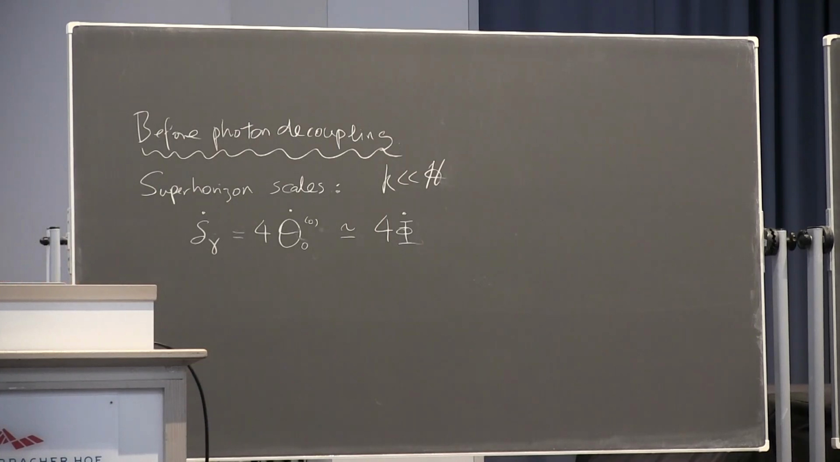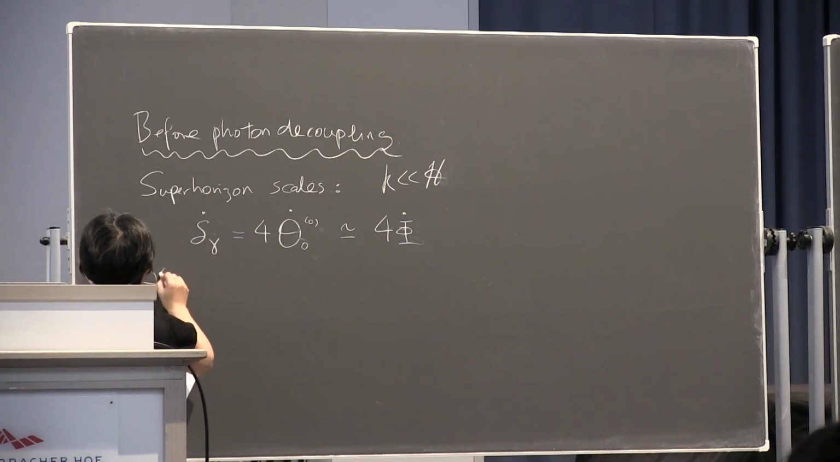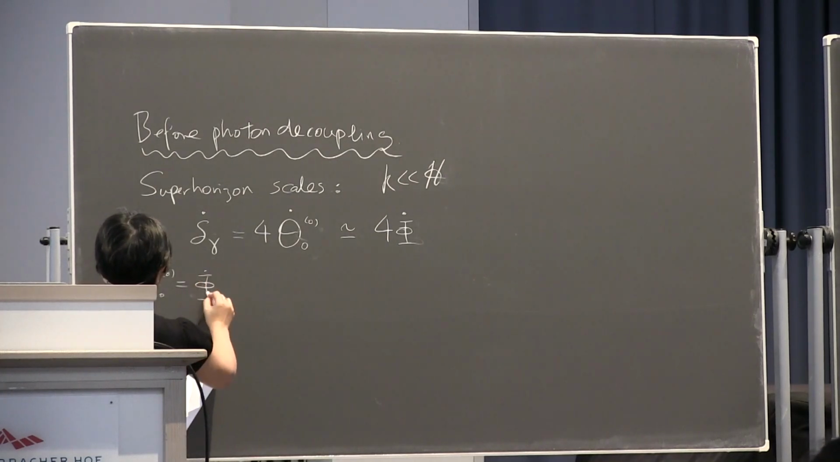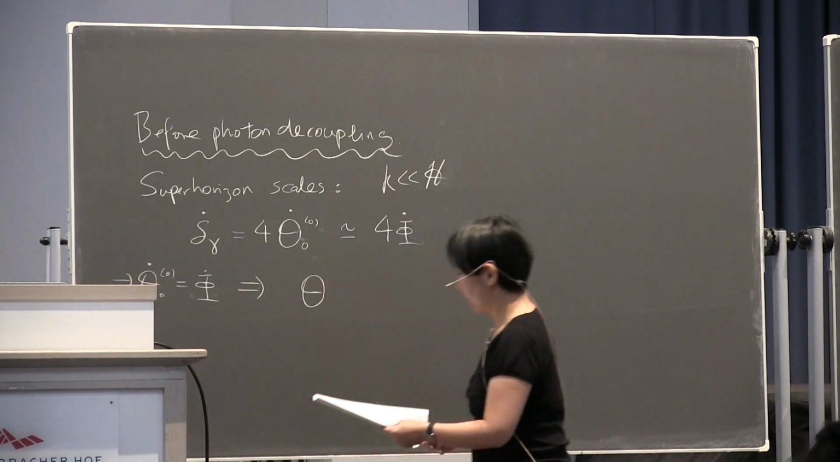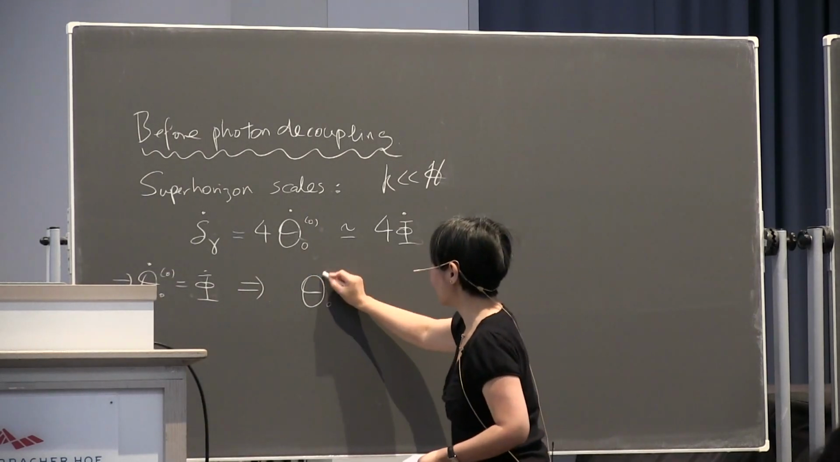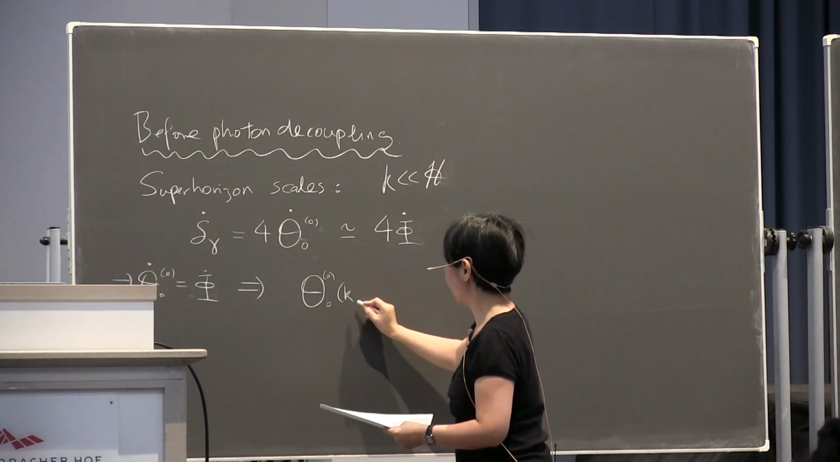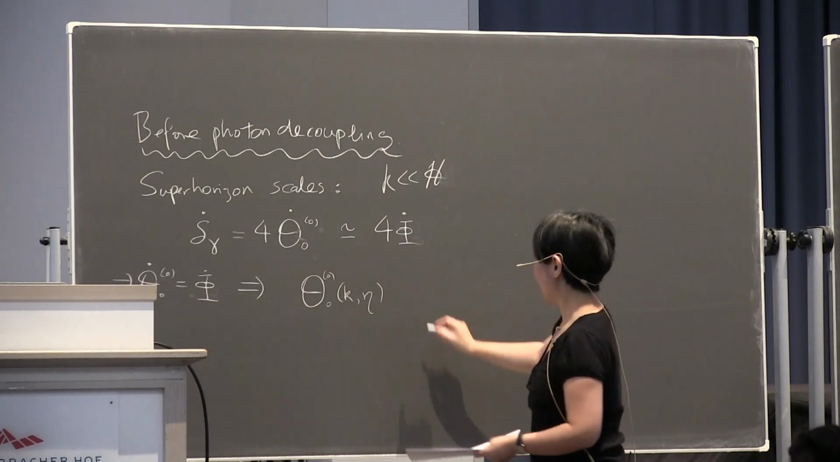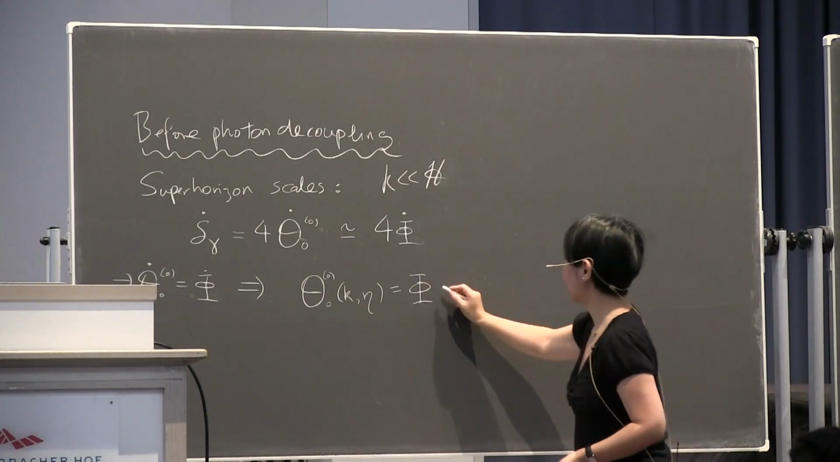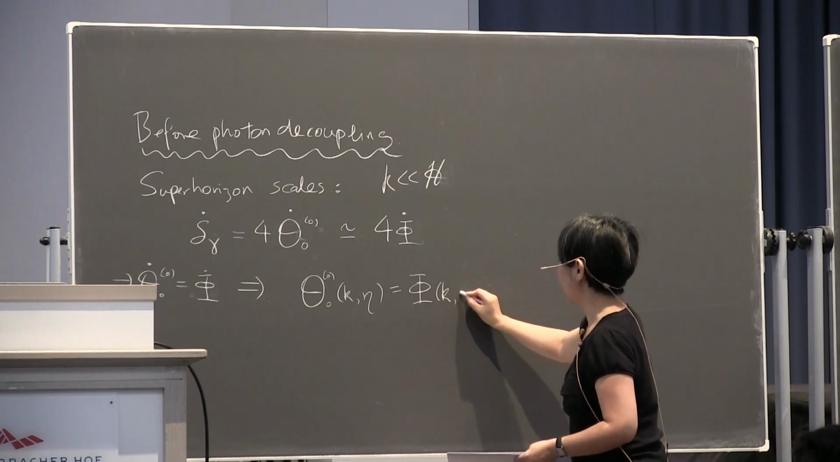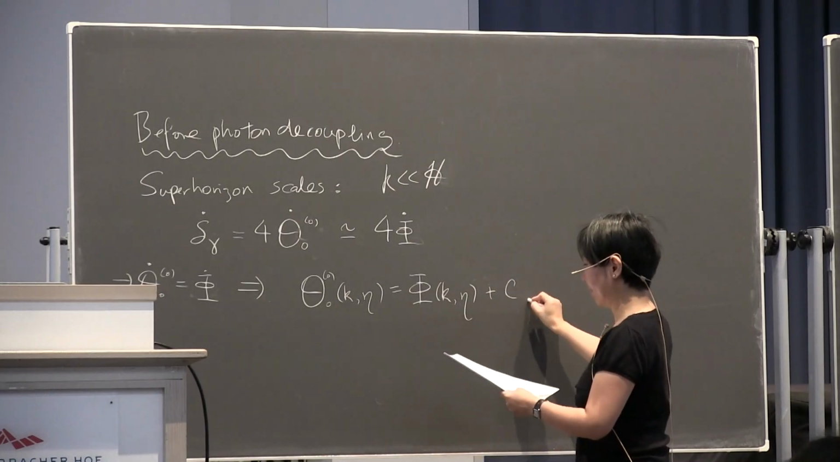All right? Cool. So once I've written this down, it's clear that theta naught dot is equal to phi dot, which implies immediately that if I look at a solution for this monopole temperature fluctuation as a function of time, I should just have theta naught equal to phi, the Newtonian potential, plus some constant.